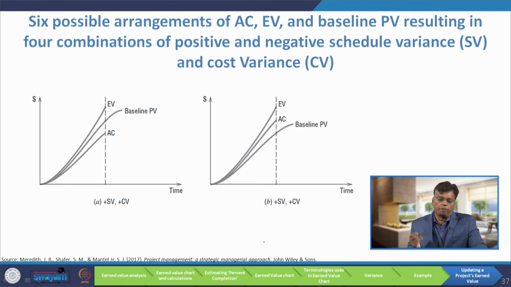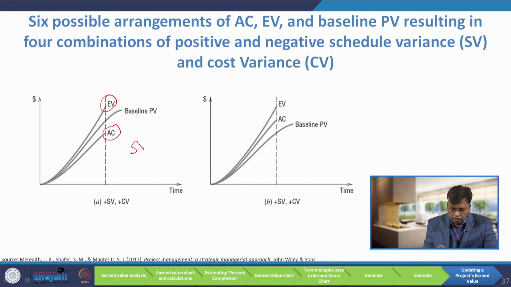Now, there are different possibilities. This arrangement of your actual cost, earned value, and baseline planned value results in 4 combinations of positive and negative schedule variance and cost variance. In the first situation, the actual cost is less and the earned value is more. We can find the schedule variance: EV minus PV will be positive because EV is above the top. Cost variance is EV minus actual cost. So, both are positive.